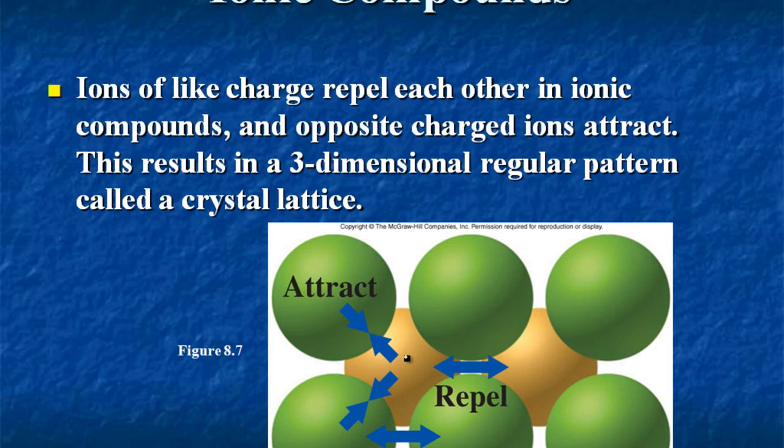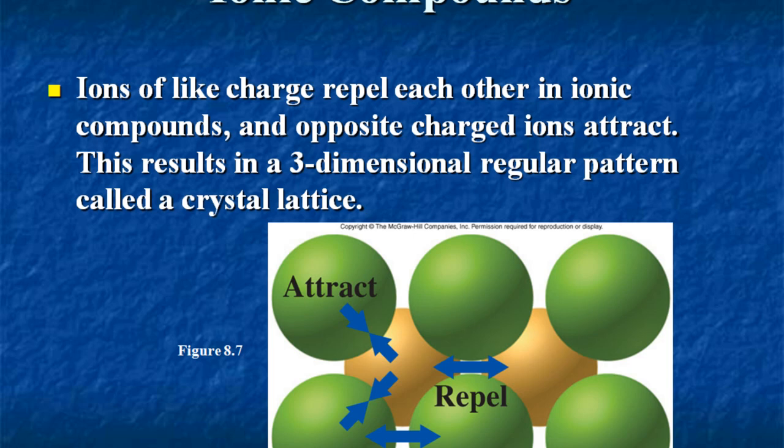Sodium and sodium, they are positively charged, right? So they try to repel each other. Chlorine and chlorine, they are both negatively charged. They try to repel each other, but sodium and chlorine try to attract each other. So when this goes on between so many millions of ions, a 3-dimensional regular pattern forms. That 3-dimensional geometrical pattern is called crystal lattice. Okay? So that 3-dimensional pattern's name is crystal lattice.